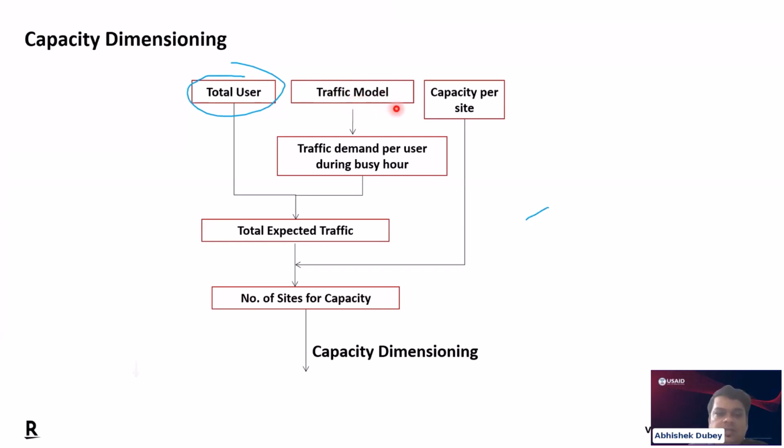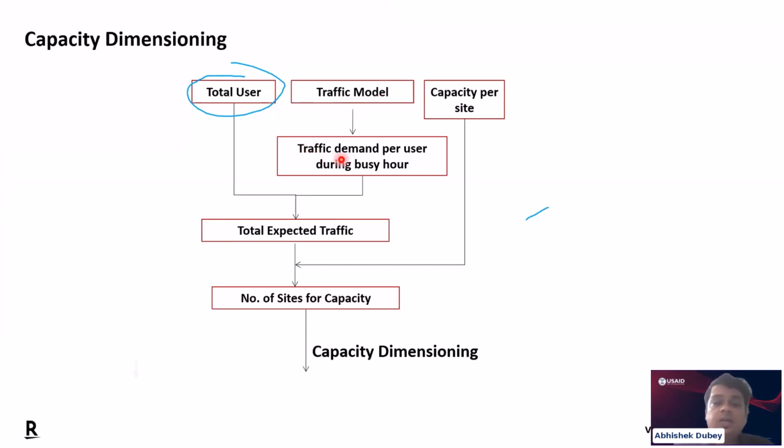The next thing you require is the traffic model. The traffic model can be voice dominant traffic, and that all depends on the customer's choice. They may go with voice dominant traffic or data dominant traffic, or 50-50, where they want 50% from the voice resources and 50% from the data resources, or they want 80% from data and 20% from voice. That traffic model is all provided by the customer.